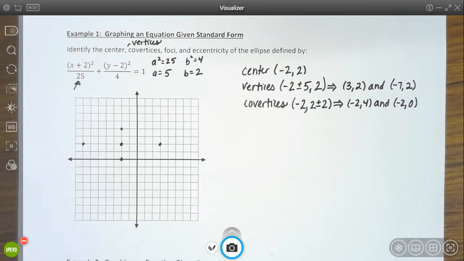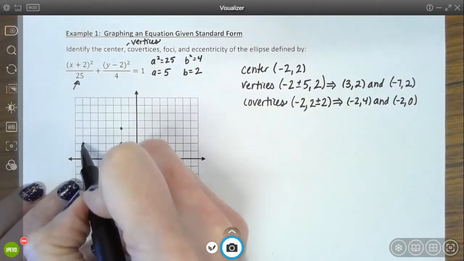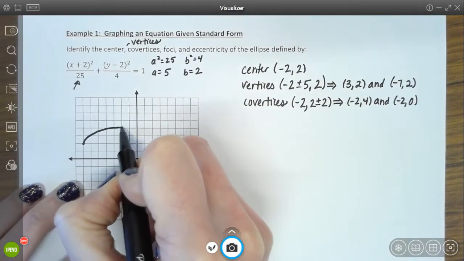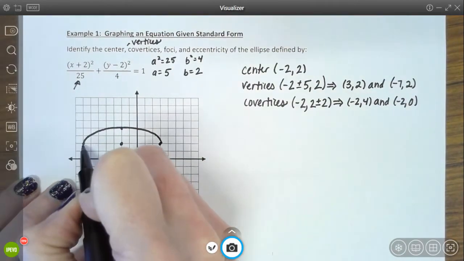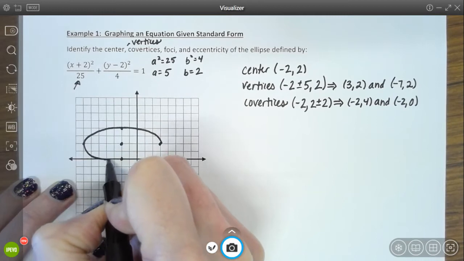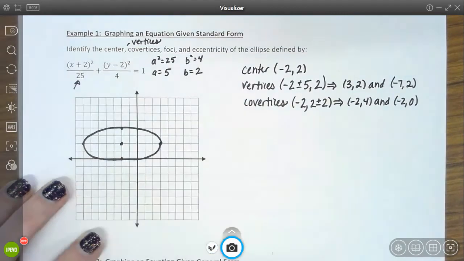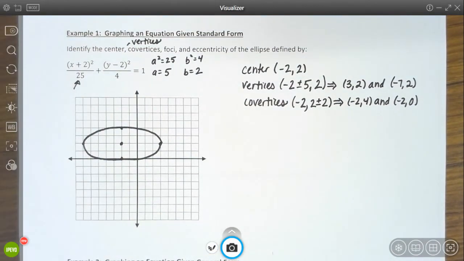If I wanted to, now I could go ahead and draw my graph. I kind of think of them as little rainbows. I would draw like an arch through those guys and then do the same thing upside down. Try to make it as ovally as you can there. So that would be my graph for my ellipse.